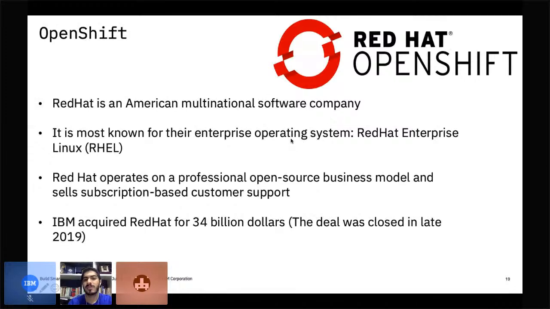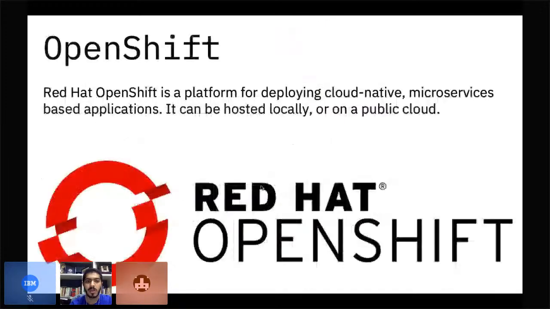So what Red Hat does here is that it operates on a professional open source business model, and it sells subscription-based customer support. So OpenShift is a platform for deploying cloud-native microservices-based applications, and it could be hosted locally or on a public cloud, just like we're going to see today.